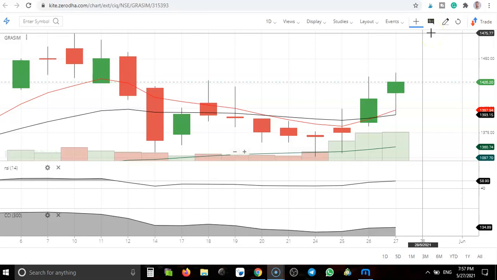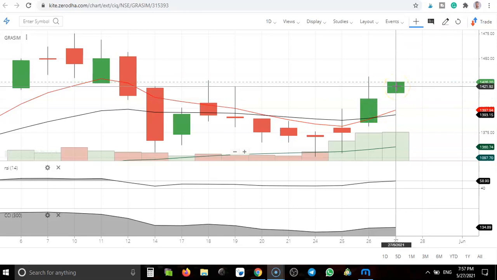So basically I'm using an option strategy here. This is called bull synthetic. Bull synthetic is a very interesting trading strategy when we are confirming that price will go up.